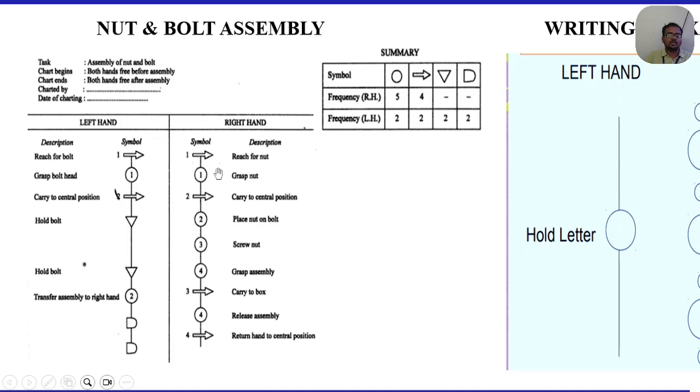and this nut and bolt assembly handle process chart is designed, or it has been framed, for a person who is predominantly a right-handed person. So this chart will help you to analyze the number of operations every hand is doing. Now the summary has been denoted here.